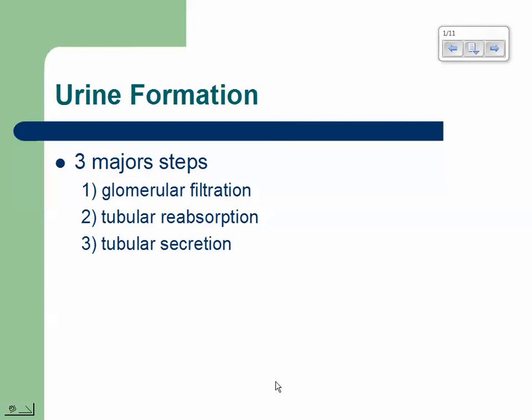Okay, so how does urine get formed through all this? Now we know about the structures. Let's talk about the 3 major steps, and these are described very well in your book. The steps are glomerular filtration, tubular reabsorption, and tubular secretion. We're going to talk about each of these one at a time.